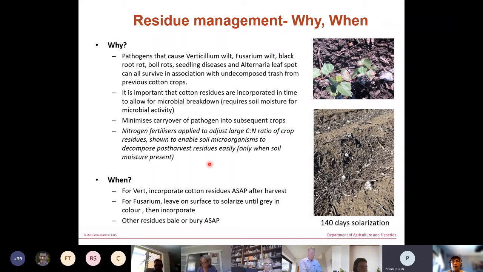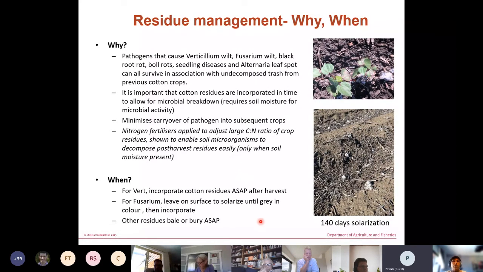Someone was asking a question about adding urea or fertilizer to aid crop residue breakdown. Certainly, I've read that if you have a large carbon to nitrogen ratio, adding urea, but with moisture, you have to have moisture, can aid and encourage breakdown. So that's probably something that would be really good for us to talk about.